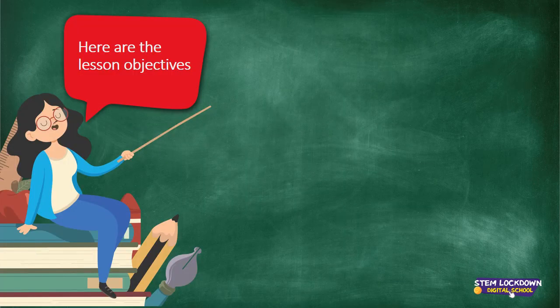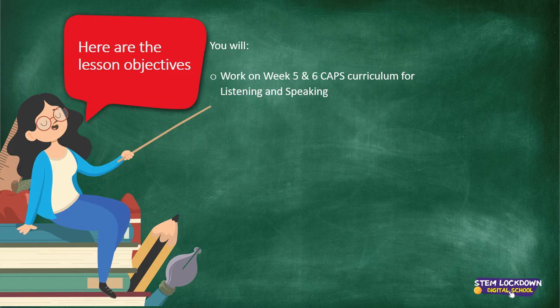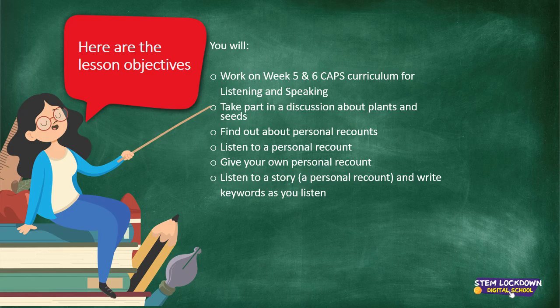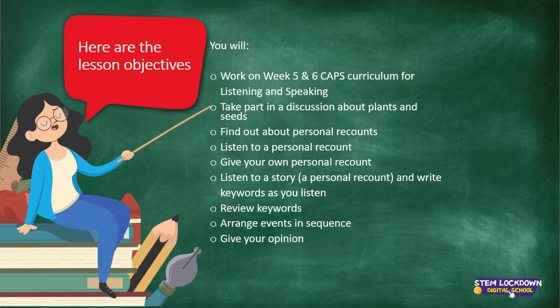Let me tell you what you'll be doing in this lesson. You'll work on week 5 and 6 of the CAPS curriculum for listening and speaking. You'll take part in a discussion about plants and seeds. You'll find out about personal recounts. You'll listen to a personal recount. You'll give your own personal recount. You'll listen to a story, a personal recount, and write keywords as you listen. You'll review the keywords that you wrote, and you'll arrange events in the correct sequence. You'll give your opinion on certain parts of the story.